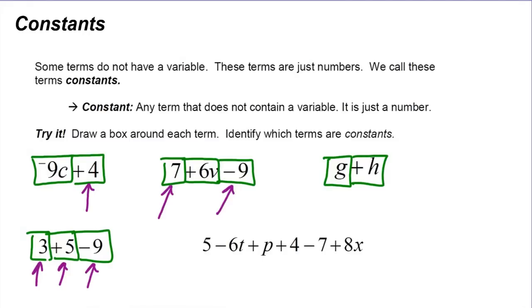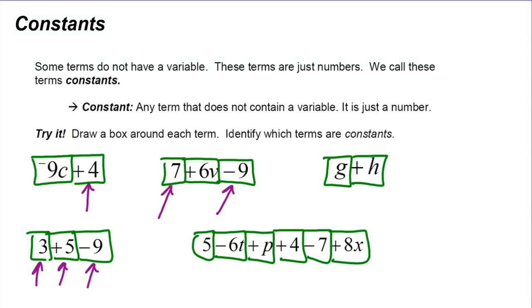And then the last one here, we've got oodles of terms. We've got 1, 2, 3, 4, 5, 6 terms, and 3 of them contain variables and 4 of them do not. So we can identify our constants here. 5 is a constant, 4 is a constant, and that negative 7 or the minus 7 is a constant as well.